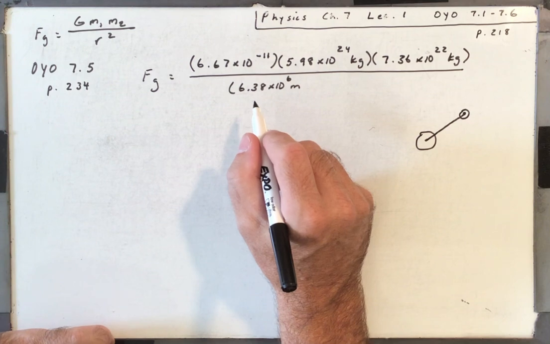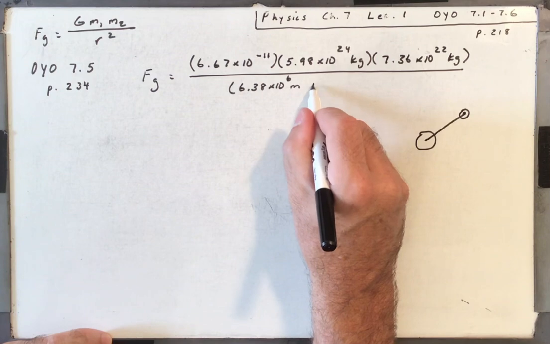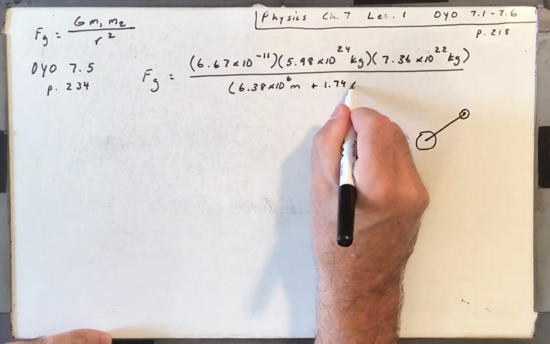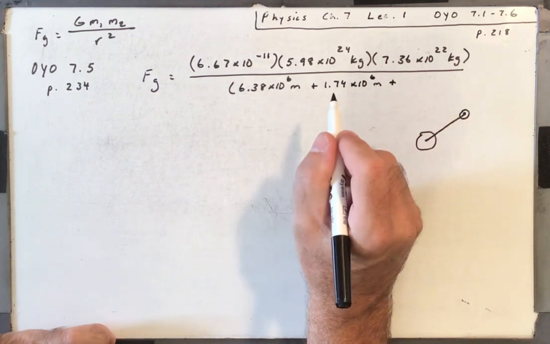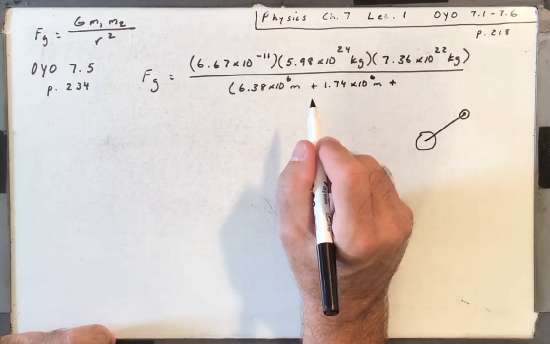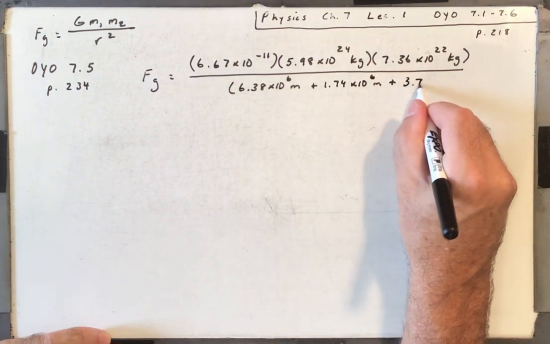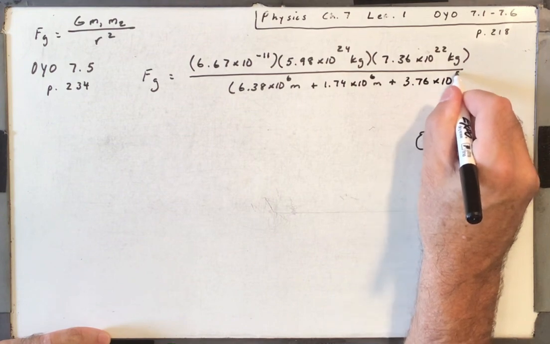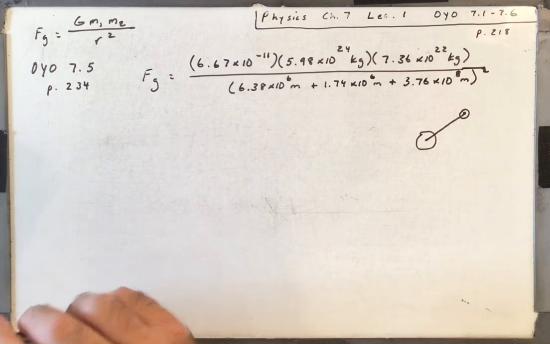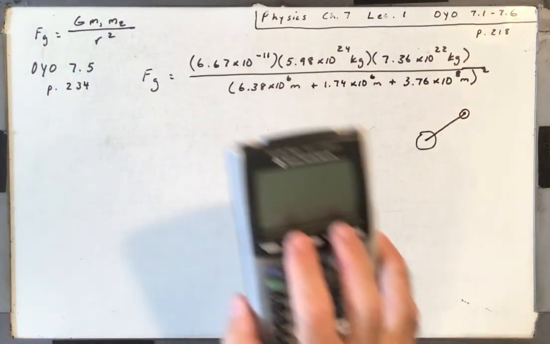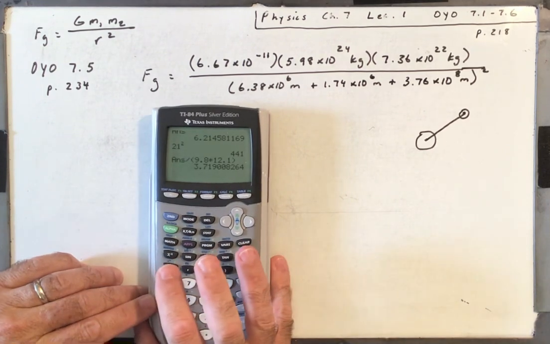The radius of the earth plus 1.74 times 10 to the 6 meters, plus then the distance between the two surfaces, which is 3.76 times 10 to the 8th meters. And then we have to square all that. So a lot of big numbers, easy to mess up in your calculator. So let's go ahead and go through this. And you would expect a pretty big number, pretty big force, a lot of newtons here.